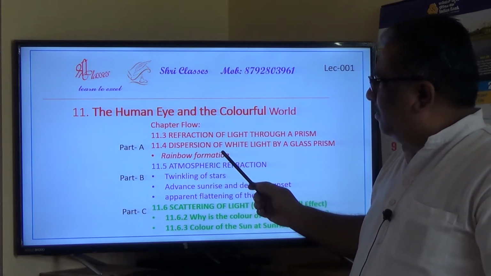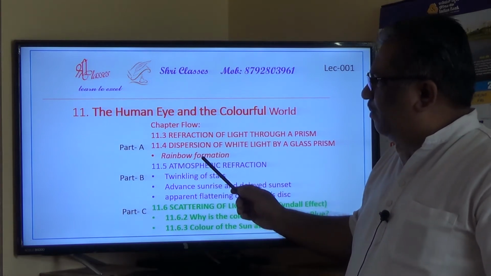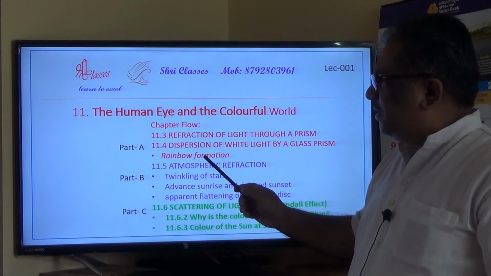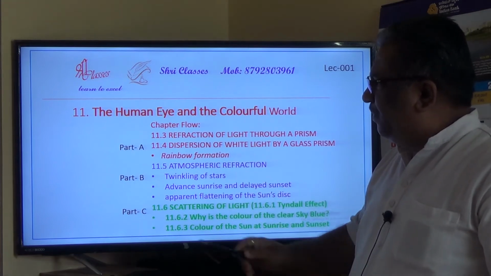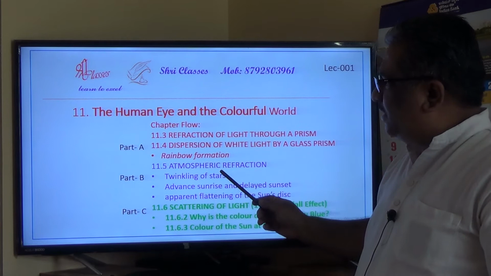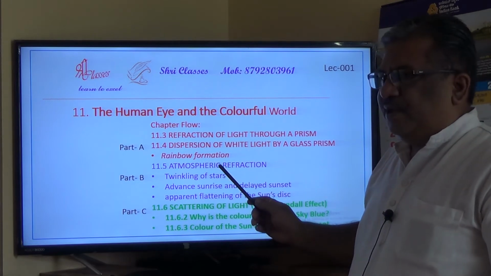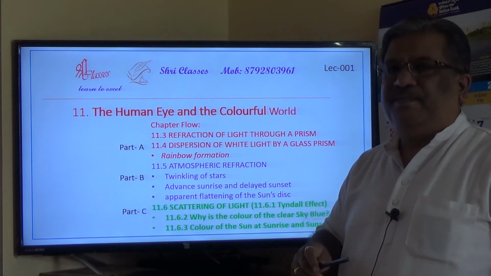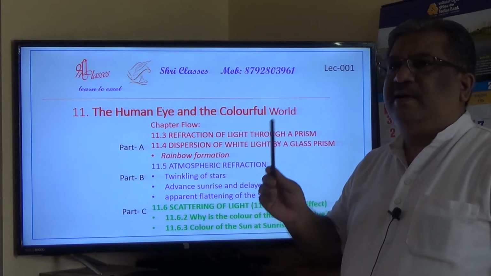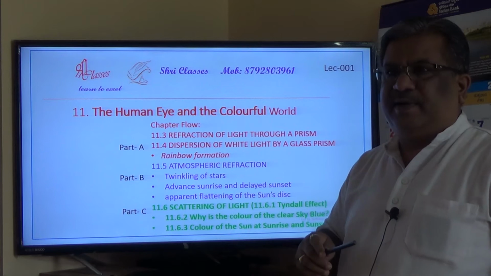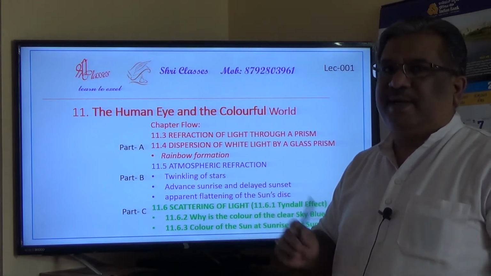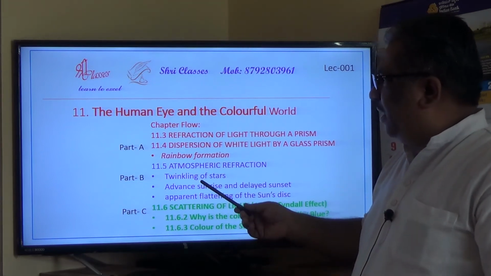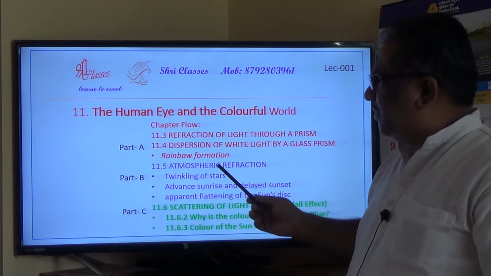Related to the same dispersion, how the rainbow is formed. The rainbow formation is also discussed under part A. Next comes part B, which is atmospheric refraction. When a ray of light enters into the atmosphere, because of the varying optical density of the atmosphere, the ray continuously bends towards the normal, and that is called atmospheric refraction.